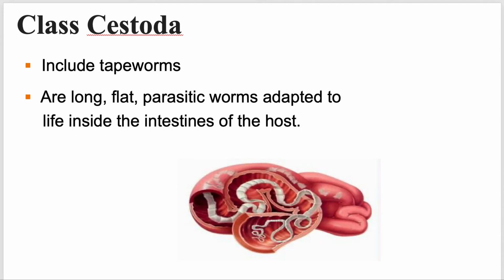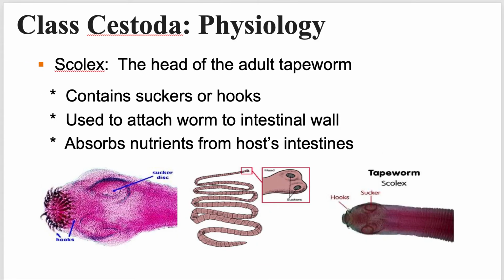Right. Moving on to the class Cestoda, this includes tapeworms. They are long, flat, parasitic worms adapted to life inside the intestines of a host. For their anatomy, their head's called a scolex, and it contains suckers or hooks, and they're used to attach the worm to the intestinal wall, where it's going to absorb nutrients from the host intestine. So you can see a close-up here of what that looks like.